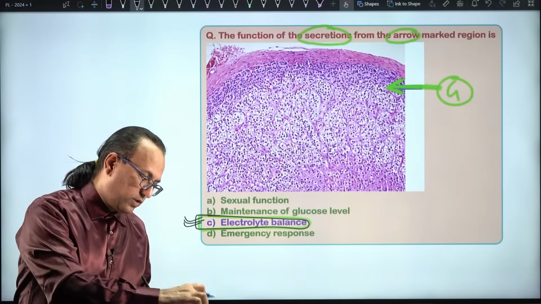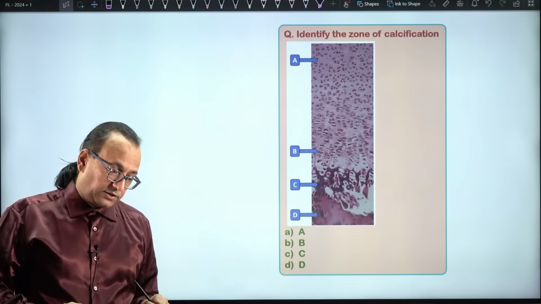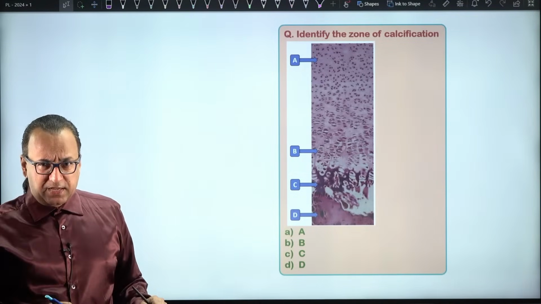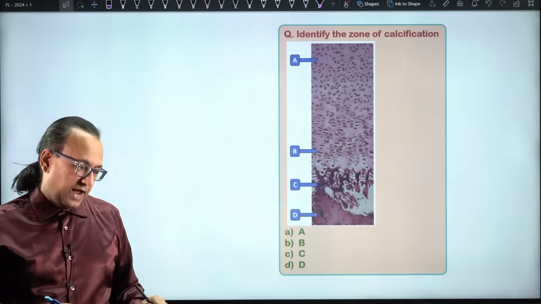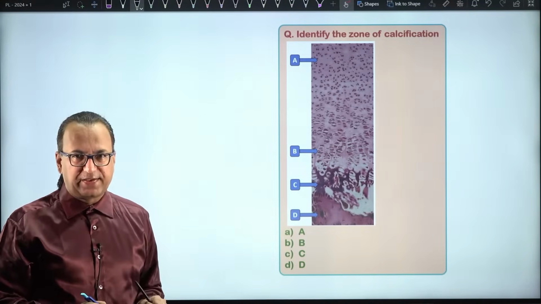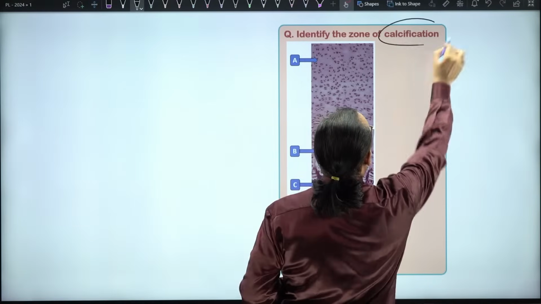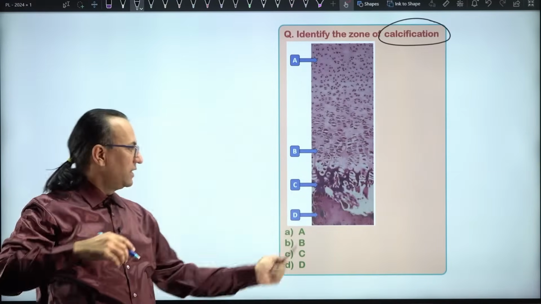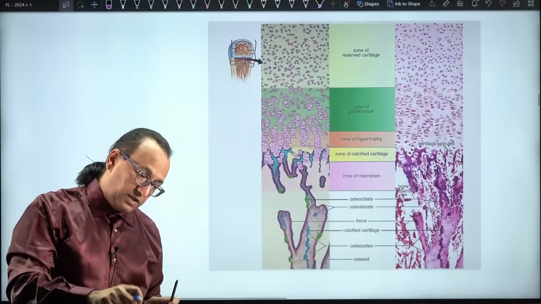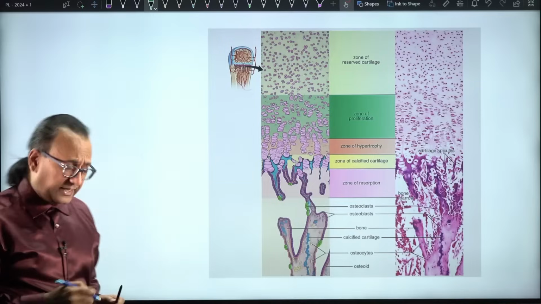Now, as we move on to the next question, it is showing us some diagram which is in fact taken from the developing bone, means growth plate basically. And what they are asking us is about the zone of calcification. So before we answer whether it is A, B, C, D, that is the markers put here, let us look at this diagram as well. As we are telling, this diagram has been taken from the developing bone.